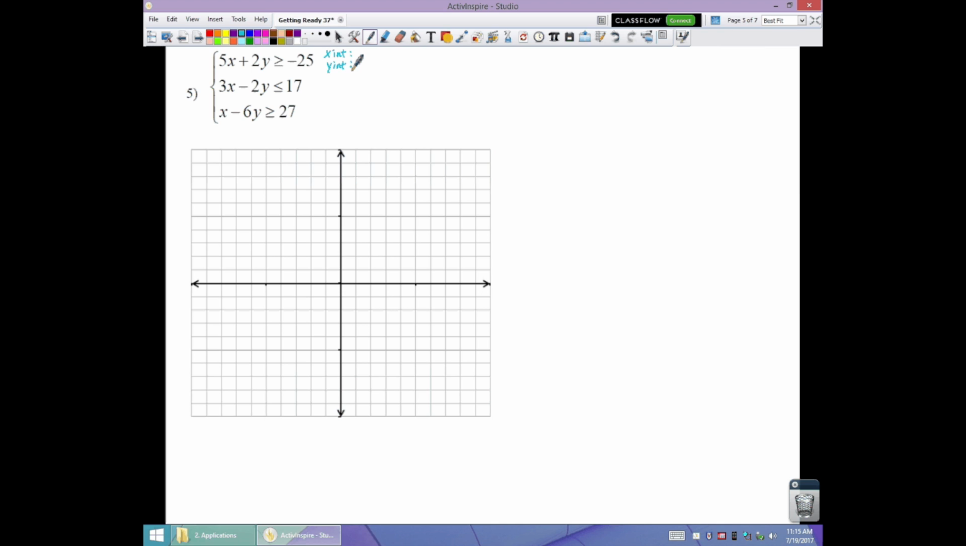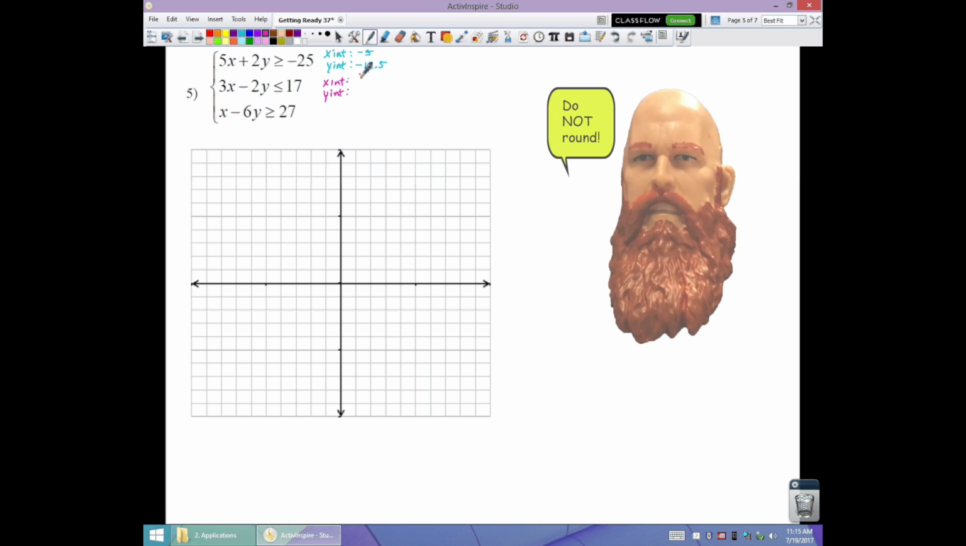So in this top one, if I cover up the y terms, I have 5x is -25, giving me an x-intercept of -5. If I cover up the x's, divide both sides by 2, I get -12.5. For the second one, cover up the y terms, 17 divided by 3. Now that's 17/3. You probably don't like that, and it would be hard to locate on a graph.